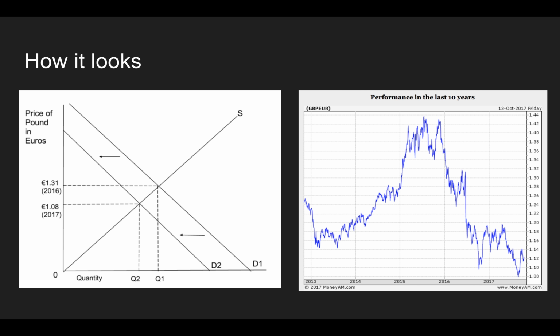Basically, on the slide, there are two graphs presented. The graph on the left presents a simple explanation of the graph on the right, which presents performance in appreciation and depreciation in the last 10 years. On the graph on the left, we can see how in 2016 the price was 1.31, and afterwards by 2017 it had decreased. Demand decreased, so the price decreased as well. The price in 2017 was 1.08.